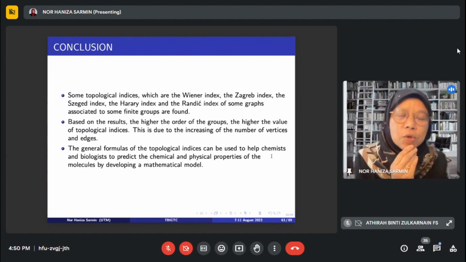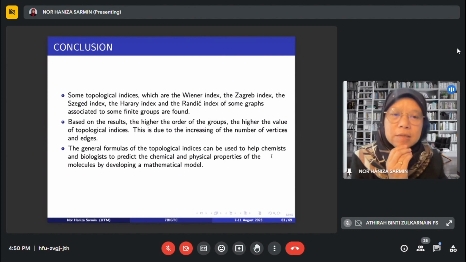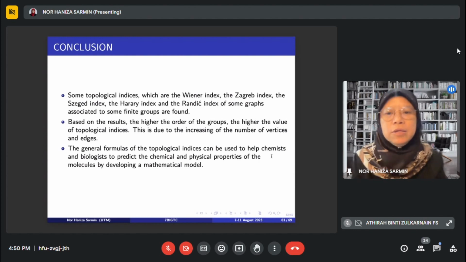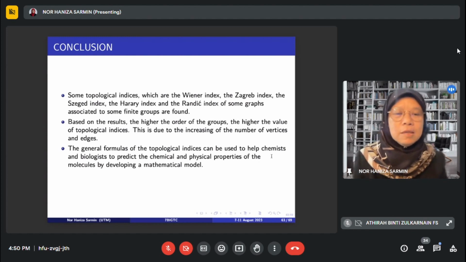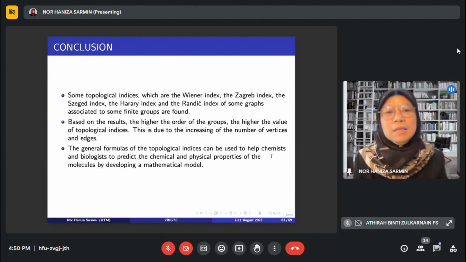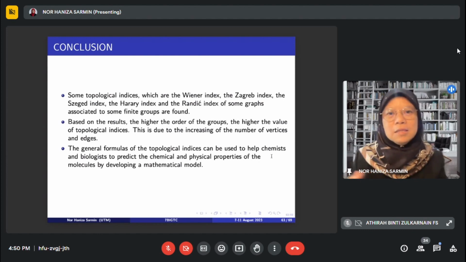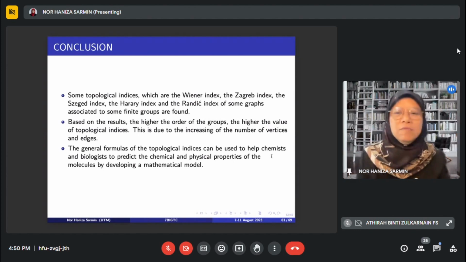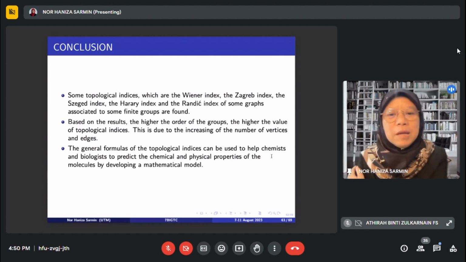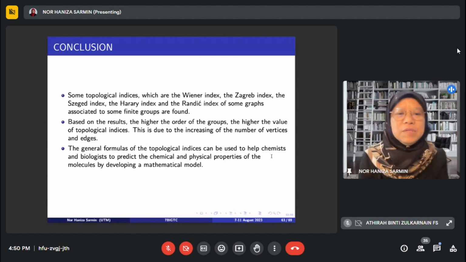As a conclusion, I have shared many results on the topological indices: the Wiener index, Zagreb index, Harary index, Randic index, and Sombor index, which I missed. There are many other indices that are very interesting in chemistry that we can look at. Based on the results, because it depends on n and some of them are polynomials, the higher the value of n, the higher the value of the topological indices. And chemistry and biology can predict the chemical and physical properties of the molecules using our mathematical model.